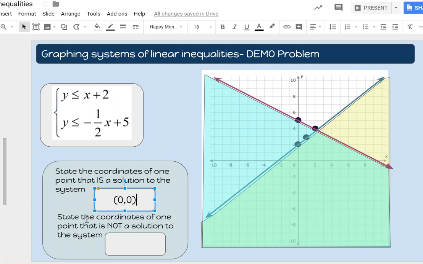If I want to choose a coordinate point that's not a solution, I could really choose anything that's not in the green area. Something that hasn't been shaded at all is kind of an obvious non-solution. So I could say 0, 7. But I could really choose anything in any of the areas that's not in the green. Because remember, a solution to the system has to be a coordinate point that is a solution to both inequalities. So there's no one answer that we're looking for here, because inequalities show us an infinite amount of solutions. There really can be an infinite number of answers that you could be typing in these boxes.